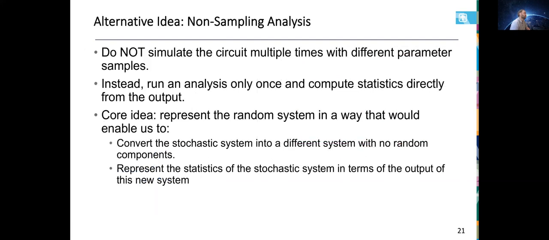What can we do to avoid doing this? So the alternate idea is to come up with some kind of analysis method that doesn't involve sampling, where you don't run the circuit many, many times. You instead run a single analysis once, and then somehow compute statistics directly from that output. And so the idea is to represent the random system in a way that would allow us to convert a stochastic system into a different system that doesn't have randomness in it, and then represent the statistics of the stochastic system in terms of the output of this new system.